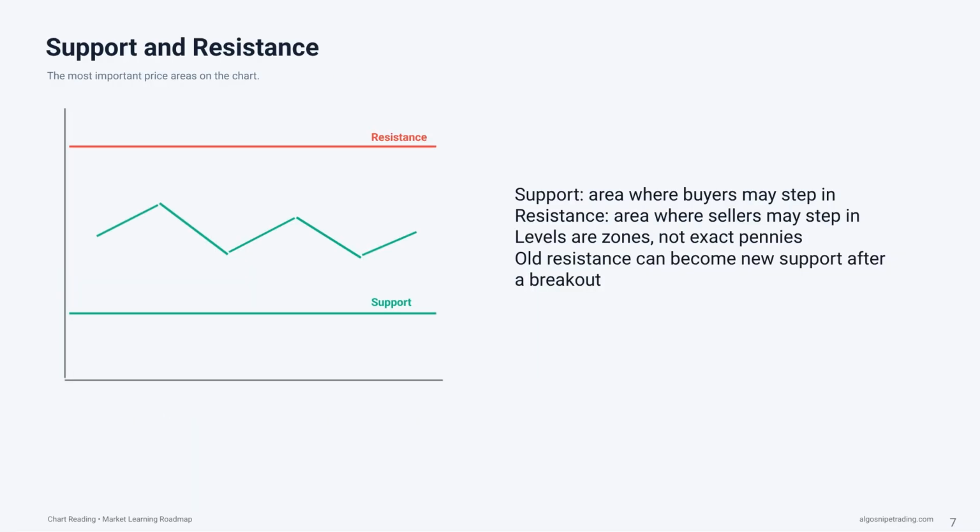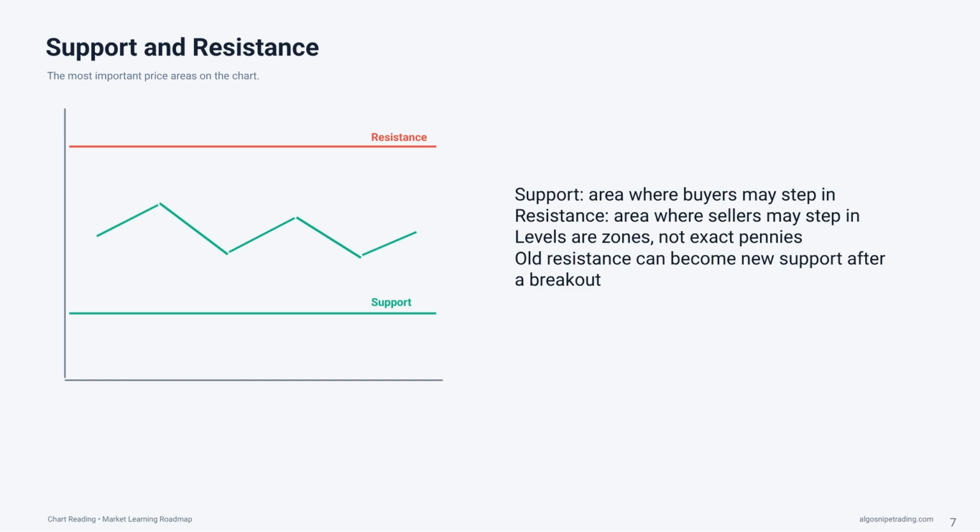Support and resistance. Short lesson. Support and resistance are some of the most important areas on a chart. These levels help traders understand where price may stop, bounce, reject, or break out. Support is an area where buyers may step in. When price falls into support, traders watch to see if buyers defend that area and push price back up.